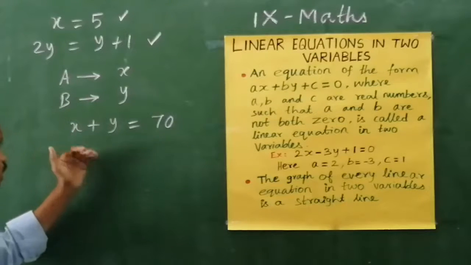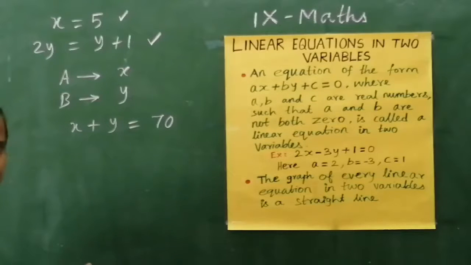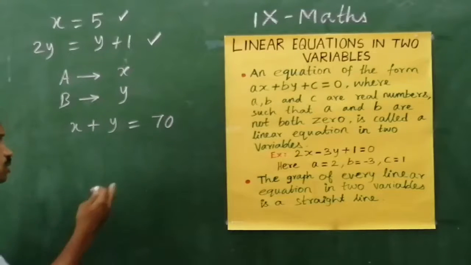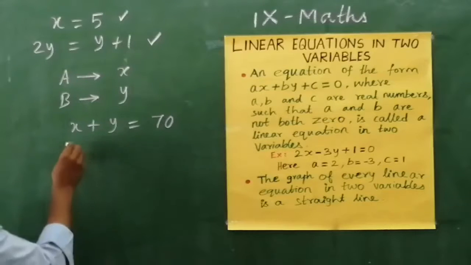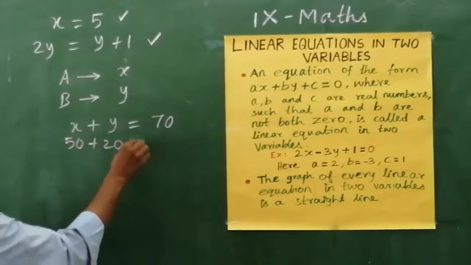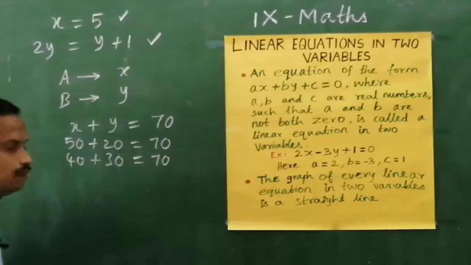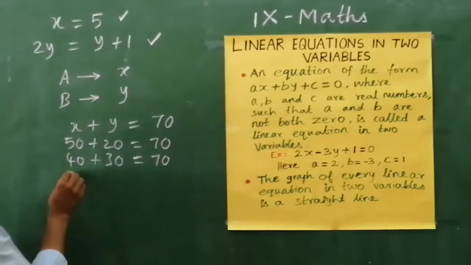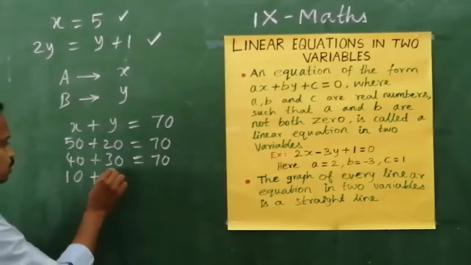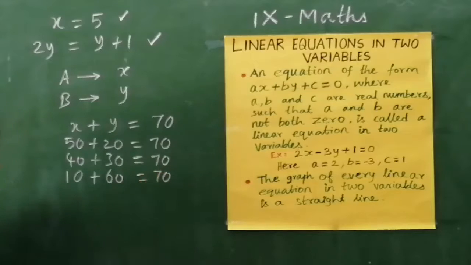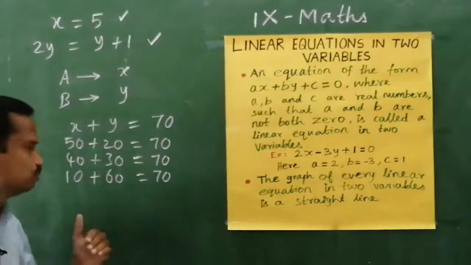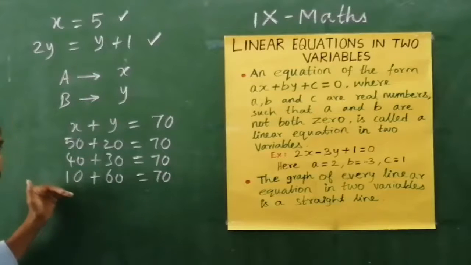So, they together scored 70, but we do not know the particular score of each player. So, you can have many values for x and y which, when added, equal 70. For example, 50 plus 20 gives 70, or else 40 plus 30 equals 70, or else 10 and 60. Only positive values can be given here, because this is the real situation. So, negative values will not come here.